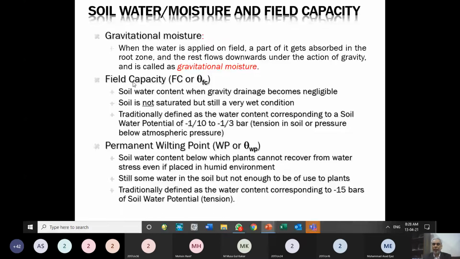So this field capacity moisture is held within the soil because of the capillary action, or because of the surface tension of the water. So it remains over there. Although gravity is trying to pull it down, because of the surface tension and its adhesion with the soil particles and because of the capillary action, it remains within the soil. So that quantity of moisture which remains within the soil against the pull of gravity is called the field capacity.